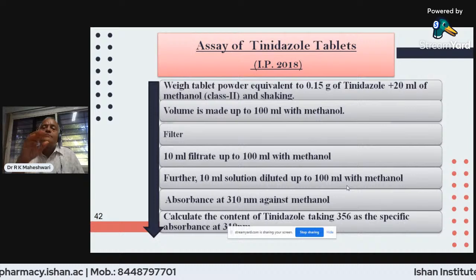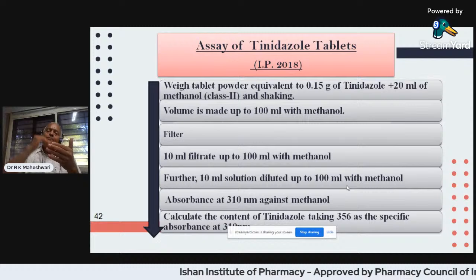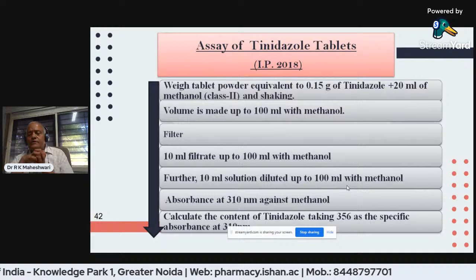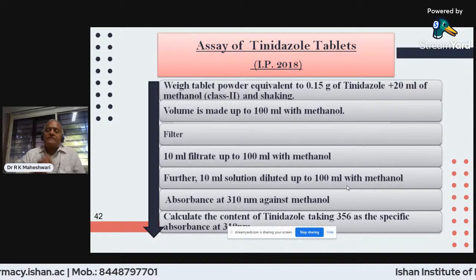Means in the reference cuvette you put methanol, and in the sample cuvette you put the sample solution. Then you find out its absorbance at 310 nm, and the absorbance is noted. Calculate the content of tinidazole taking 356 as the specific absorbance at 310 nm. Using this E1% 1 cm value, you can find out the drug content of your tablet.